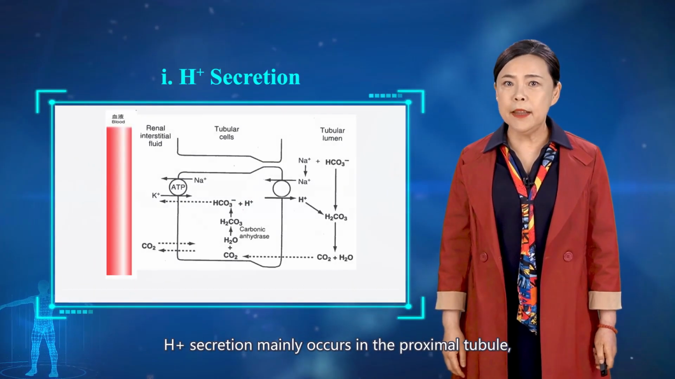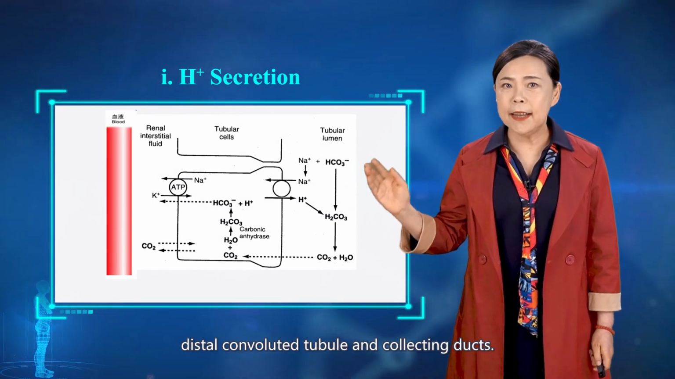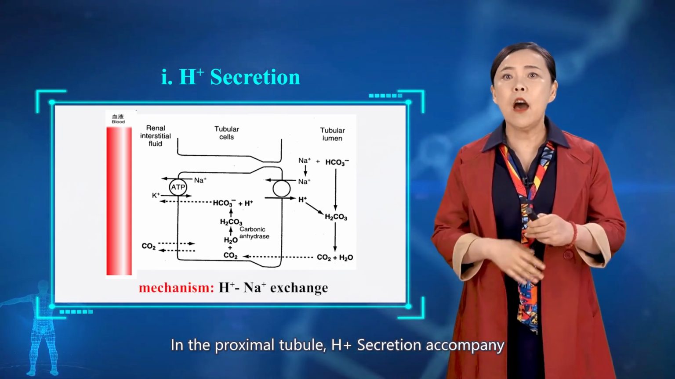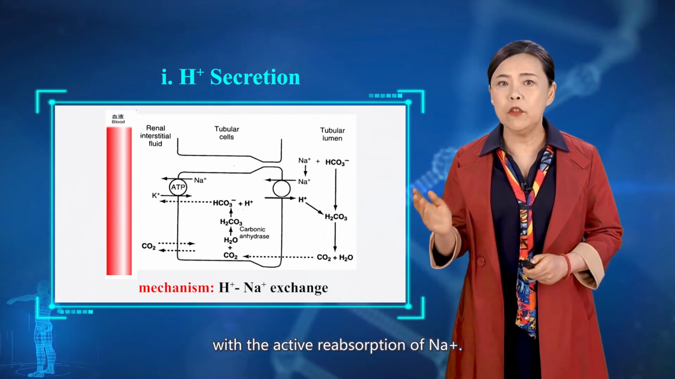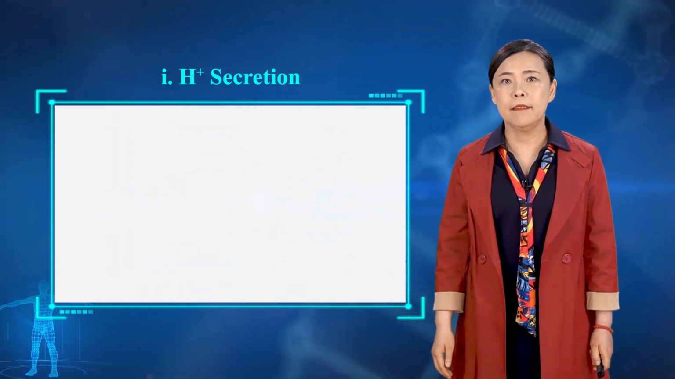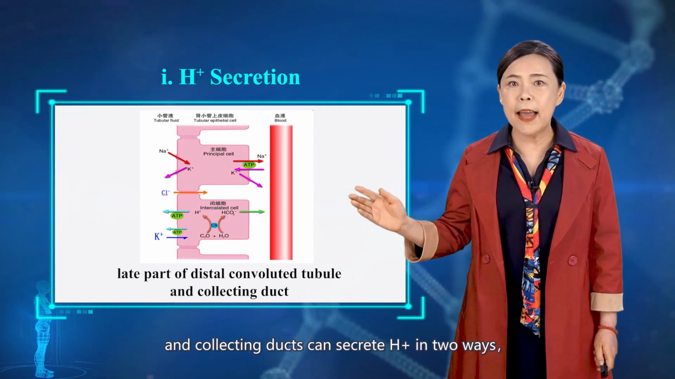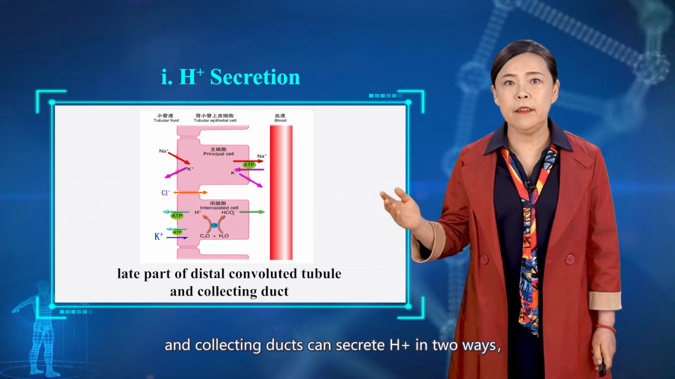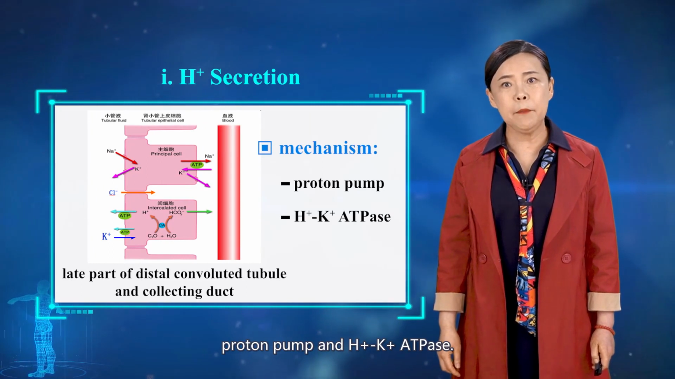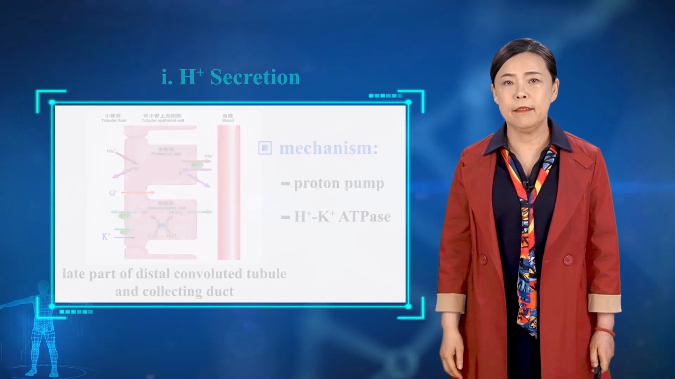Hydrogen secretion mainly occurs in the proximal tubule, distal convoluted tubule, and collecting ducts. In the proximal tubule, hydrogen secretion accompanies the active reabsorption of sodium. It promotes the reabsorption of bicarbonate. The intercalated cells at the distal convoluted tubule and collecting ducts can secrete hydrogen in two ways: proton pump and hydrogen-potassium ATPase. Both of them are primary active transportation.